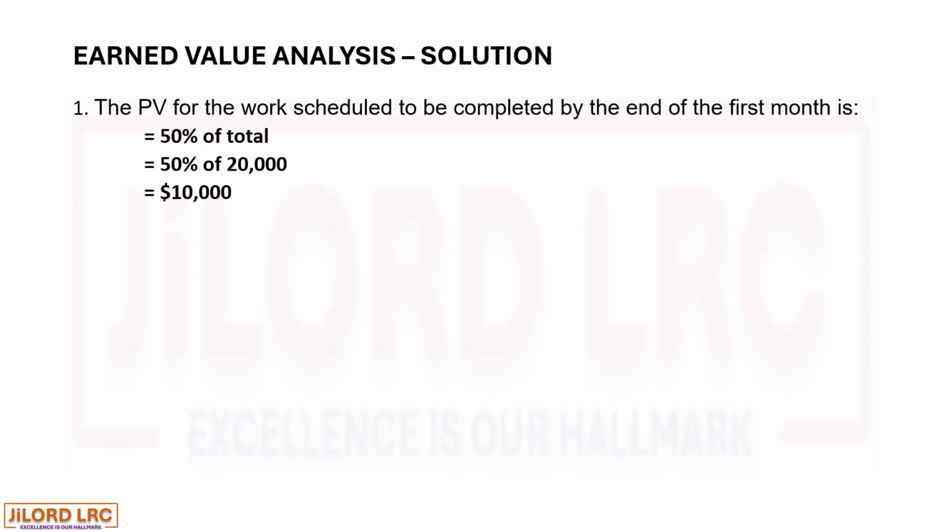One, the planned value for the work scheduled to be completed by the end of the first month is 50% of the $20,000, which is $10,000.